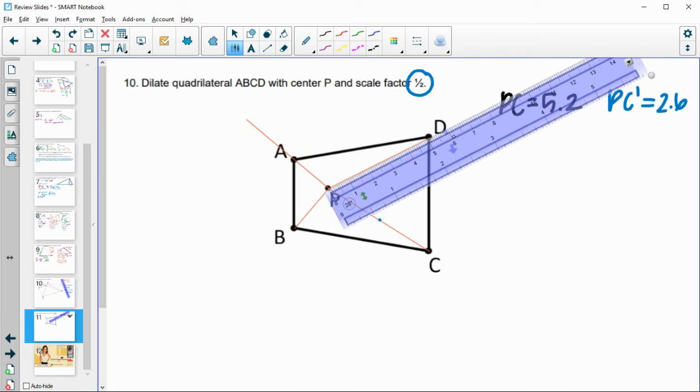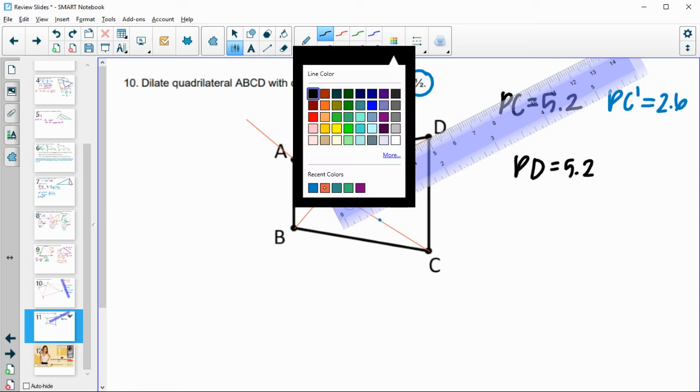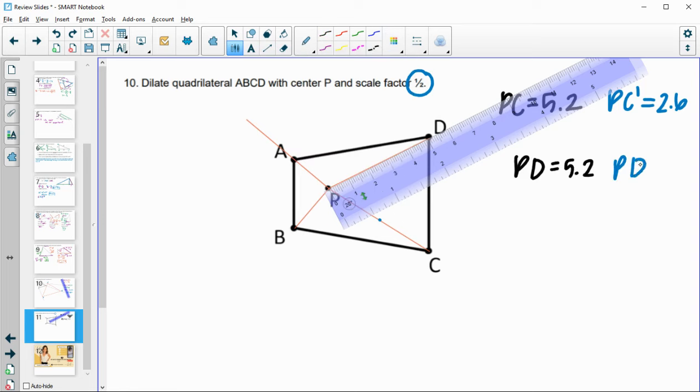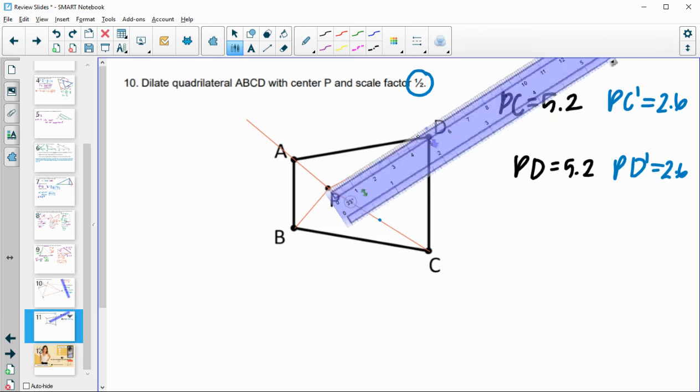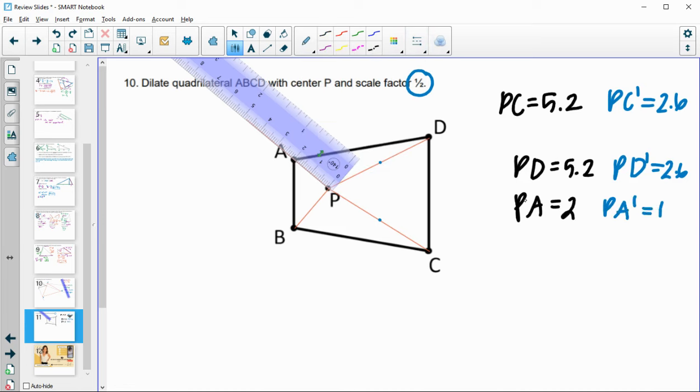So P to D appears to be 5.2 as well. Okay, so P to D is 5.2. So P to D prime is going to be 2.6 again. Okay, then rotate to A. So P to A is 2. So PA prime is going to be 1. So then measure out to 1.